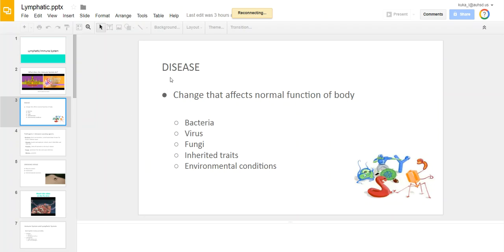Alright, disease. What is a disease? It's a change that affects the normal function of the body. So that change could be caused by bacteria, viruses, fungi, inherited traits, and environmental conditions.